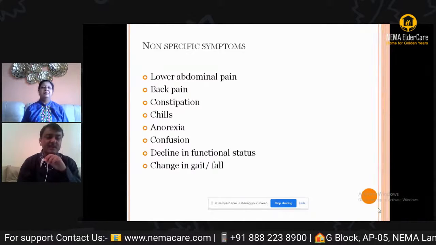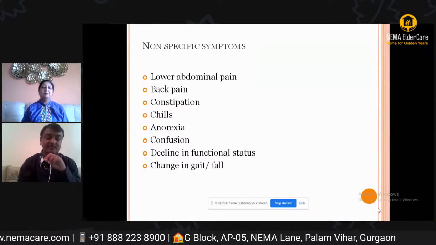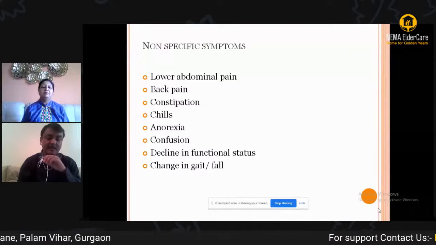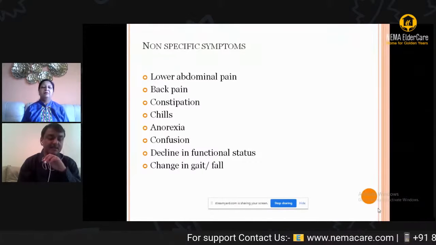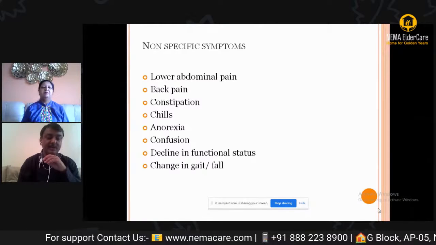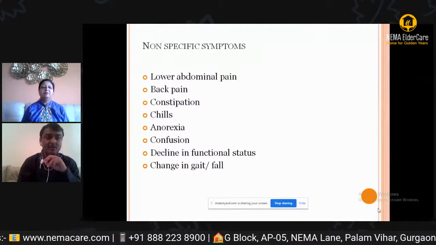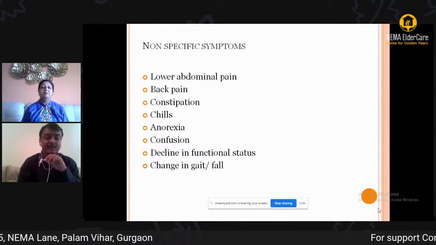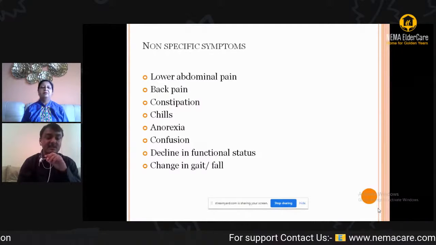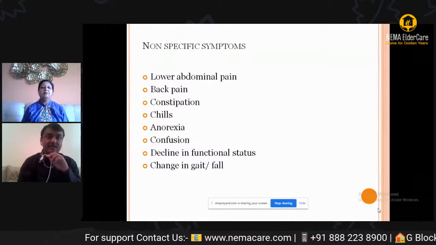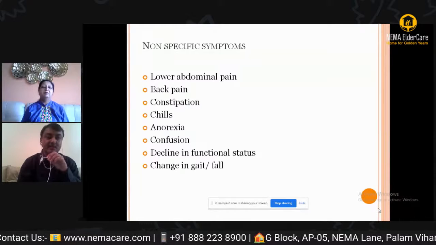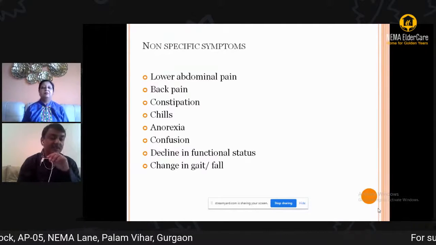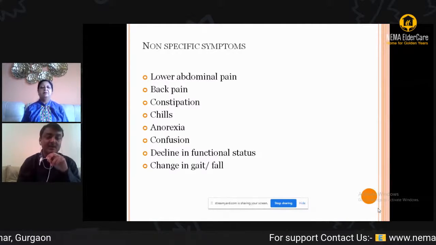There may be generalized pain in the abdomen. Patients may complain of just back pain or maybe just constipation. There may be loss of appetite, that is anorexia. There may be changes in the mental status of the patient. There may be a decline in the functional status. The patient was able to do some activity, but over the last some time he's been unable to do that particular activity. There may be confusion, which is increasing in this group of patients. There may be a change in the way the patient is walking, and there may be an increased tendency to fall.